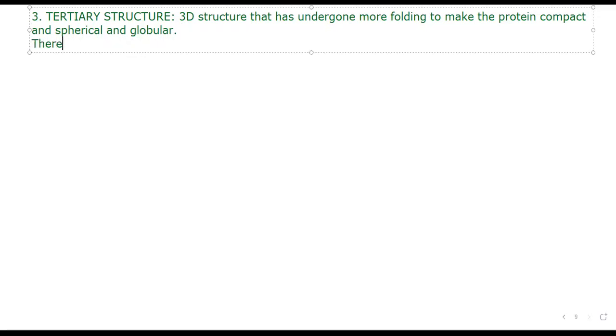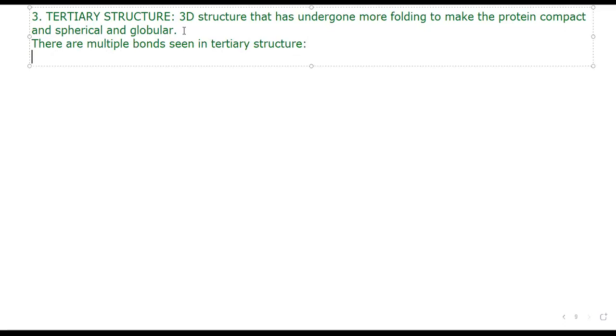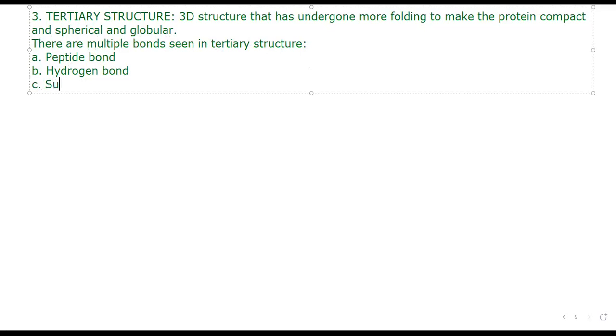So there are multiple bonds seen in tertiary structure. What are the different bonds that we will see in tertiary structure? One of them is your peptide bond, right? Same as before, and the hydrogen bond. These two are carrying forward. Other than these two, we can now have different types of bonds. One is known as the sulfide bond, or we use the term sulfide bridges.